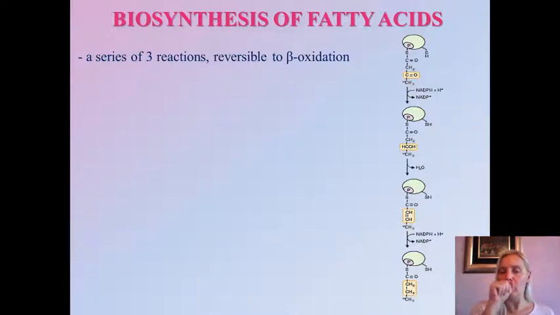The fourth, fifth and sixth steps are a series of 3 reactions which are reversible to beta oxidation. Let's describe them. I remind you that in beta oxidation we had first dehydrogenation followed by hydration, then a second dehydrogenation and thiolytic cleavage. Now we are going to have hydrogenation or reduction, dehydration or removal of water, and again a second reduction. So they are going to be opposite to those of beta oxidation.